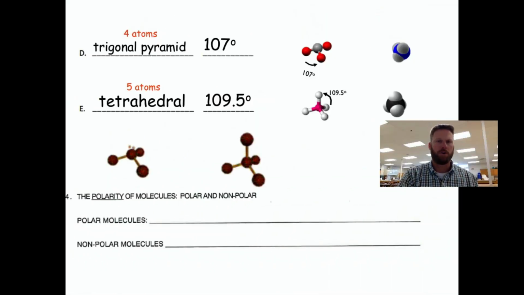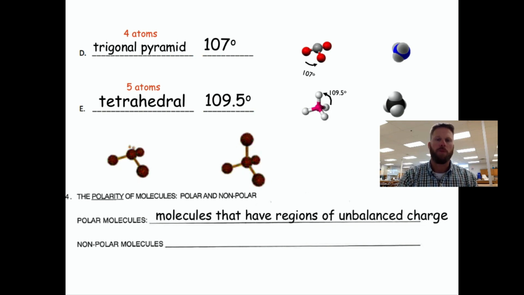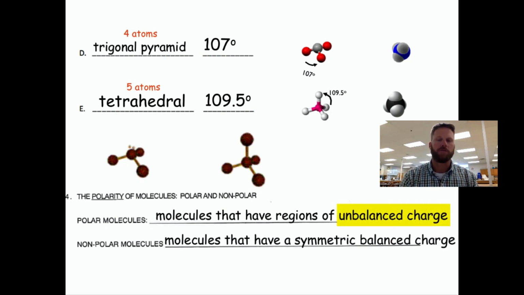We have talked about how a bond is polar or nonpolar, but what we haven't talked about is how a molecule overall is polar or nonpolar. So we're going to do that. But first, we need to understand that polar molecules will end up having an unbalanced charge. So there's regions of positive and negative charge, where a nonpolar molecule has a symmetrical balance of charge. So there is no poles.